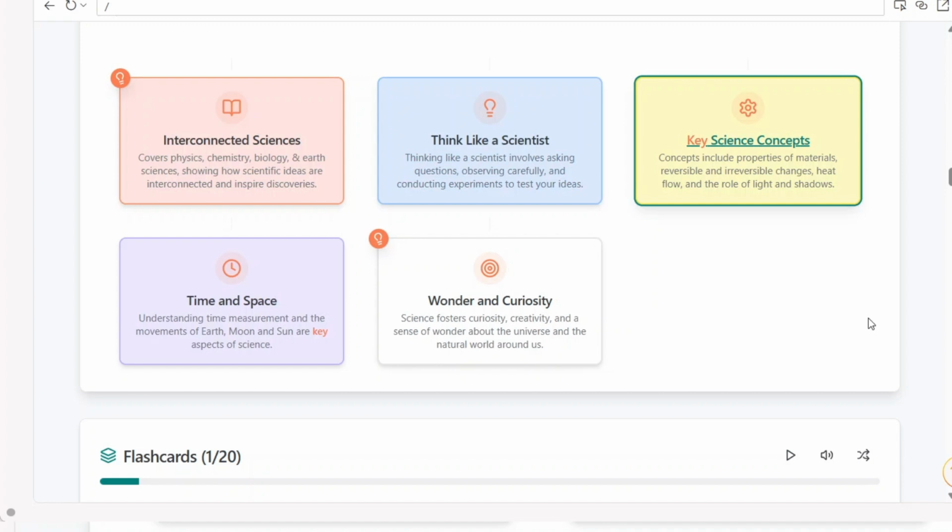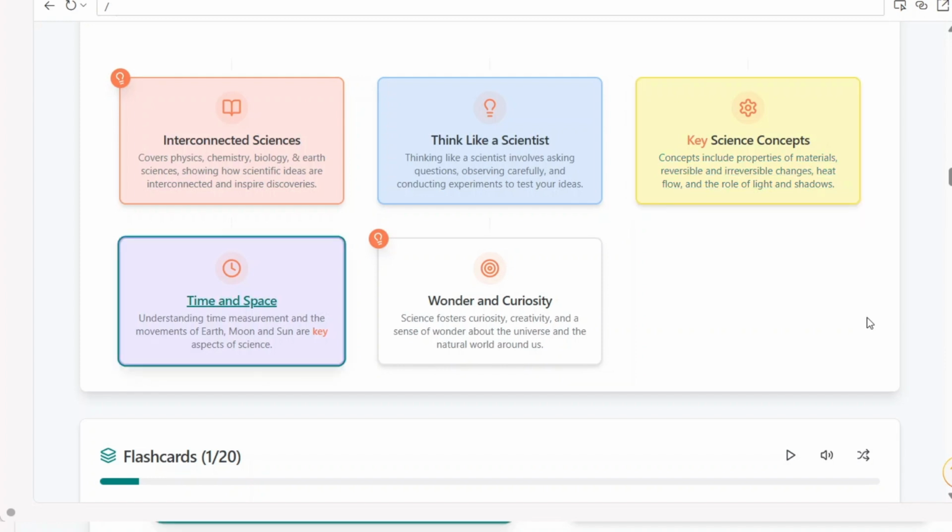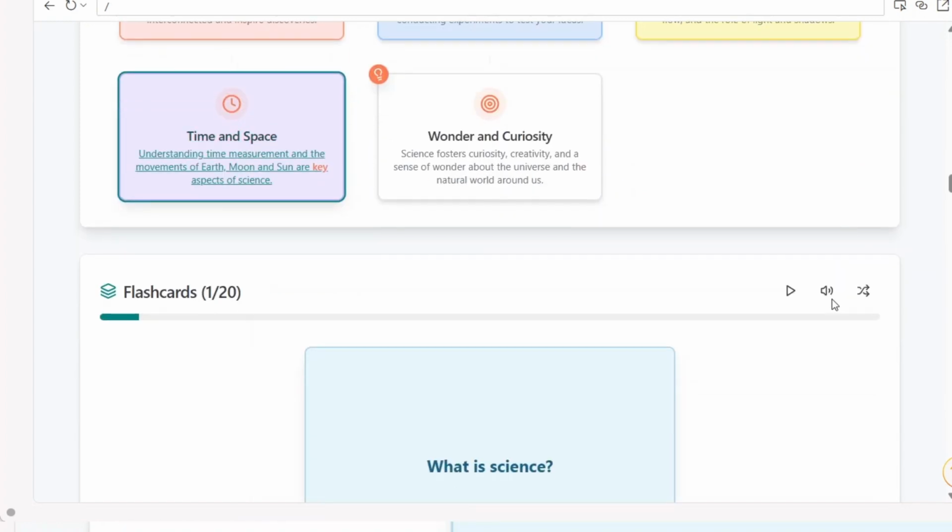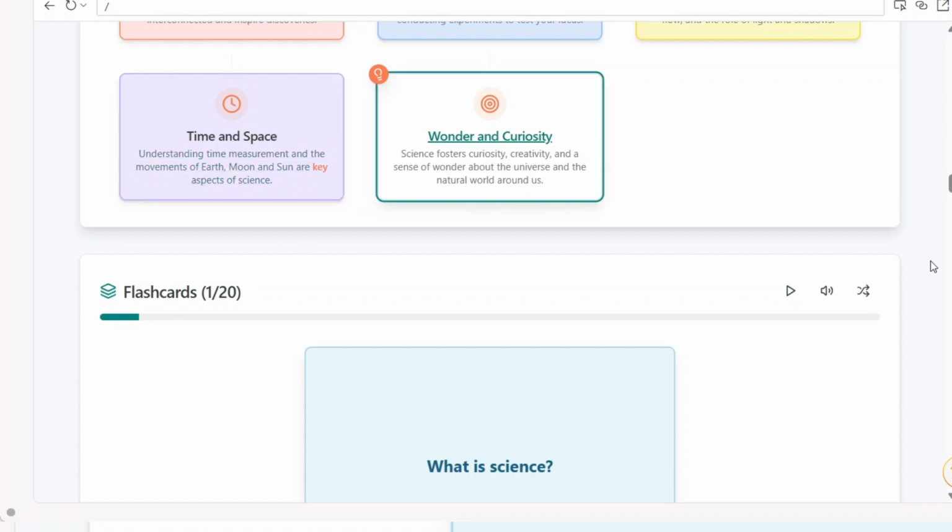Key science concepts. Concepts include properties of materials, reversible and irreversible changes, heat flow, and the role of light and shadows. Time and space. Understanding time measurement and the movements of Earth, Moon, and Sun are key aspects of science. Wonder and curiosity. Science fosters curiosity, creativity, and a sense of wonder about the universe and the natural world around us.